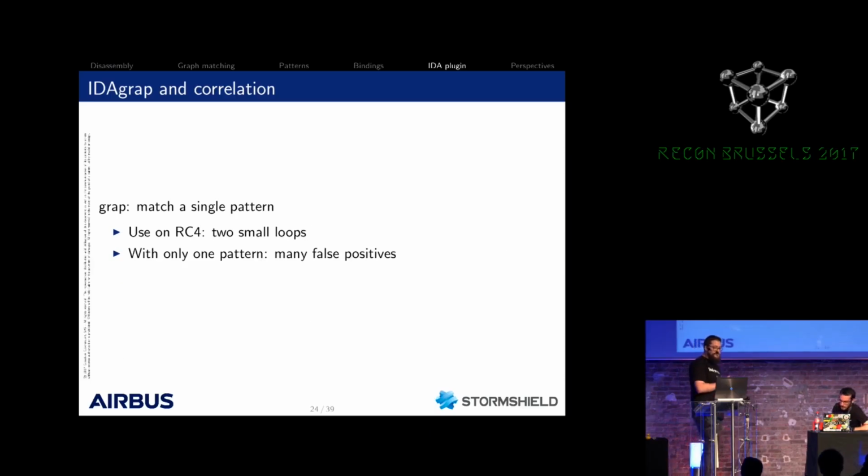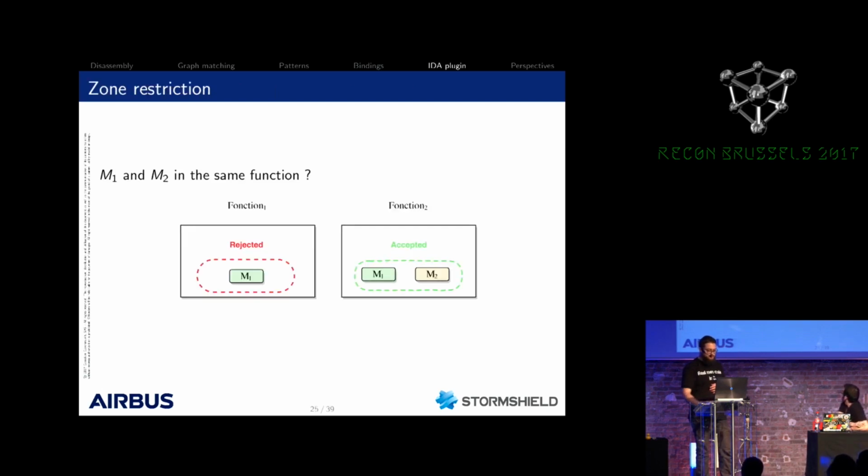So, match a single pattern. For example, for RC4 set key, we have 2 small loops for the initialization. And if we create just one pattern for those 2 loops, we have a lot of false positives. So we create some filter techniques. It's quite simple and obvious.